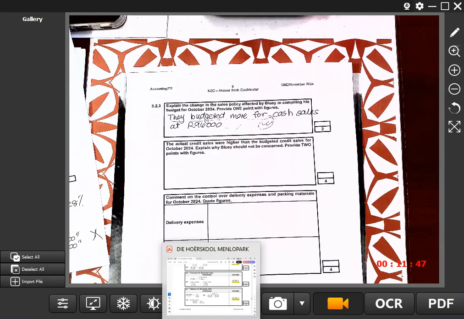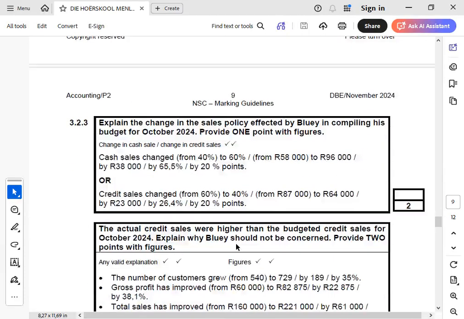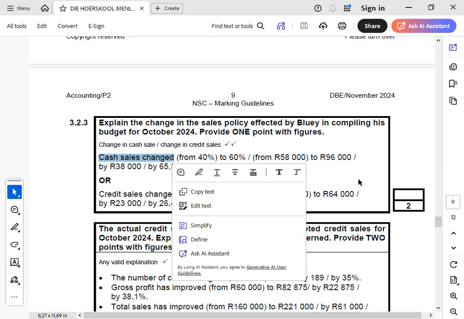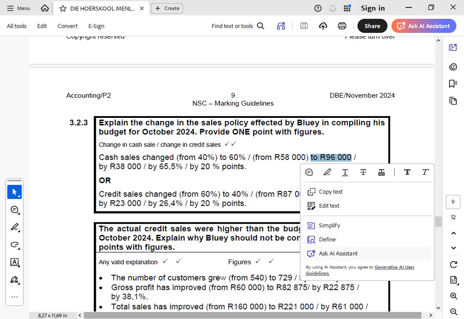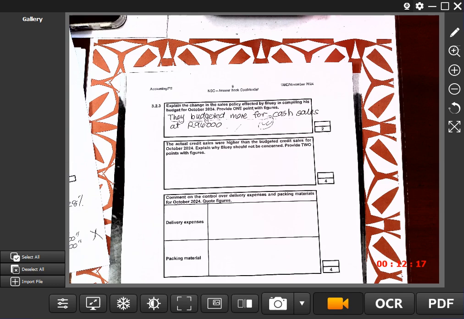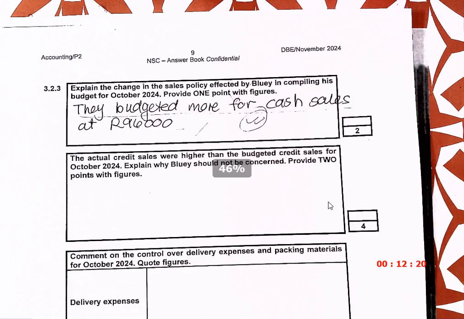Let's see if I am lying. See, cash sales changed. Nee? Can you see? There's in brackets the 58,000, so you don't have to write it. And this is exactly what we wrote. Cash sales is less. It's now at 96. You'll get your mark.